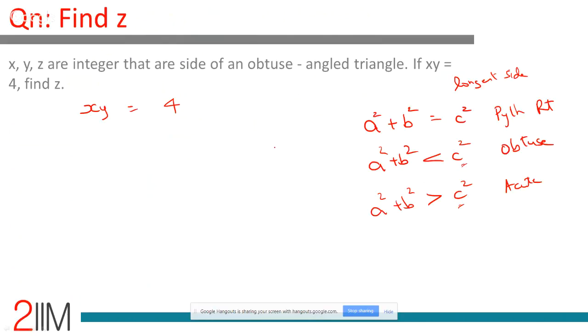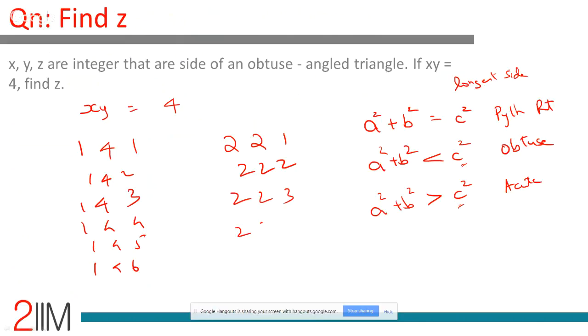X, Y, Z are integers that are sides of an obtuse angle triangle. X into Y is 4 times Z. Forget about the obtuse angle triangle. Start with X into Y is 4. What could X and Y be? They could be 1 and 4 or 2 and 2. The third side is also an integer. So it could be 1, 4, 1; 1, 4, 2; 1, 4, 3; 1, 4, 4; 1, 4, 5; 1, 4, 6, any of this. Or 2, 2, 1; 2, 2, 2; 2, 2, 3; 2, 2, 4; 2, 2, 5, any of these.